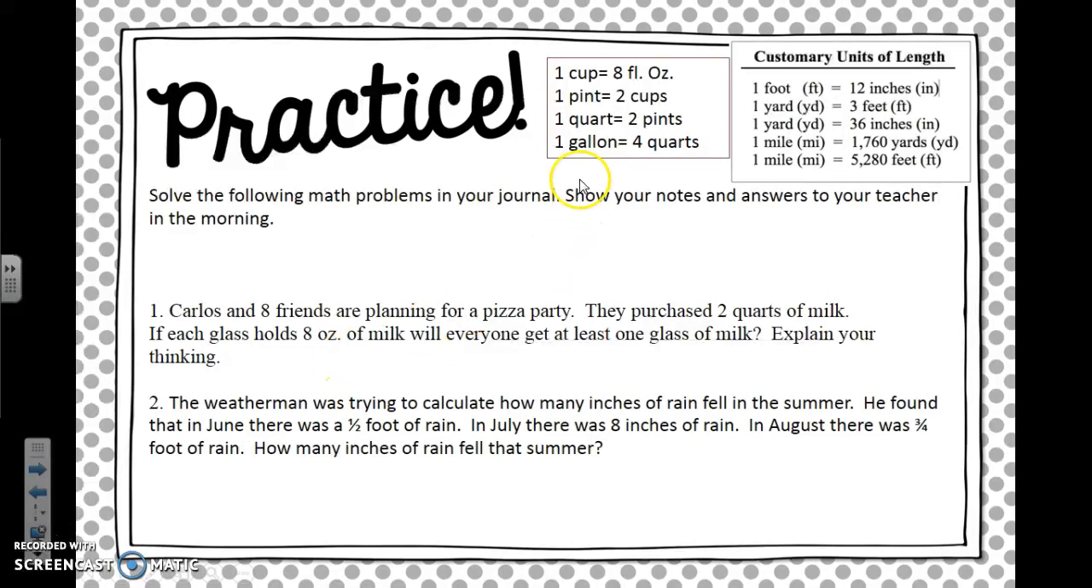To guide you, at the top I've put both of our conversion charts that we'll need up here. Go ahead and solve these math problems in your journal and show your notes and your answers to your teacher in the morning. Happy solving!